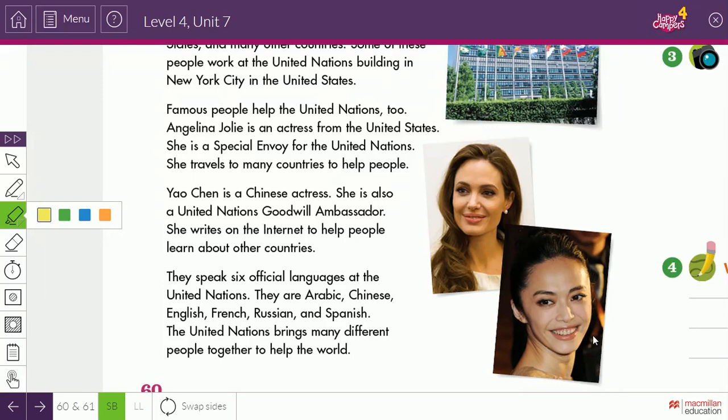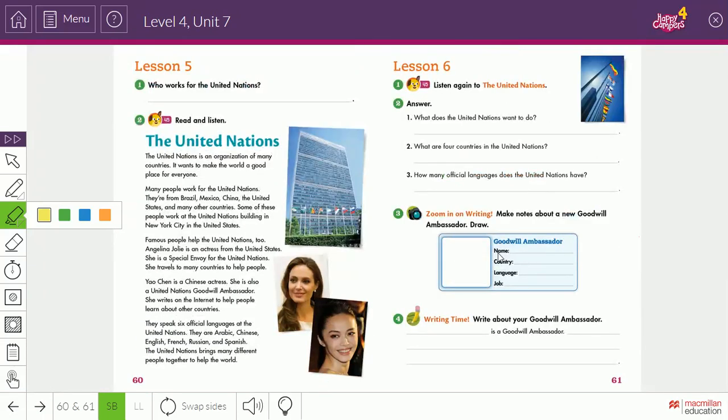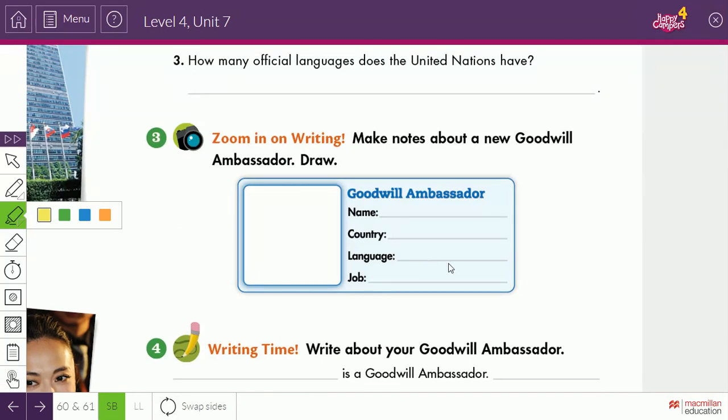So what you have to do, as a student, is choose, as I told you, your favorite singer, your favorite actor, your favorite teacher, your favorite football player, whatever. Put his name or her name here, and the country where he or she lives, and the language that he or she can speak, and what is his job or her job.